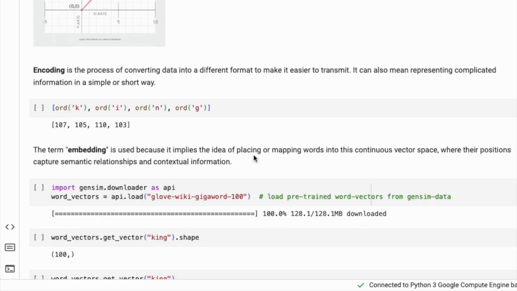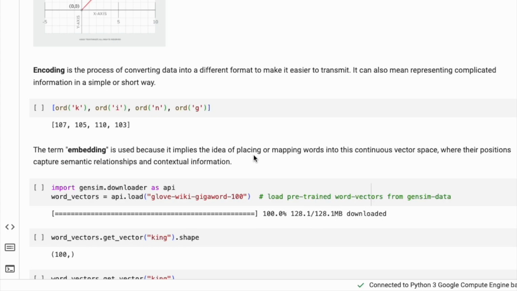The term embedding is used because it implies the idea of placing or mapping words into this continuous vector space where their positions capture semantic relationships and contextual information. So we have a vector space of multiple dimensions, and we would like to take a word and put it as a point in that multidimensional space. And the line joining the origin and that point is the vector that represents the word.